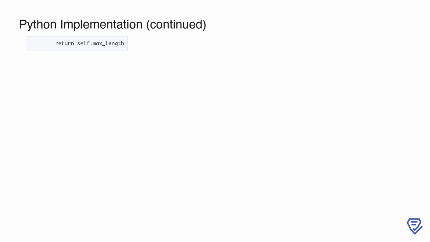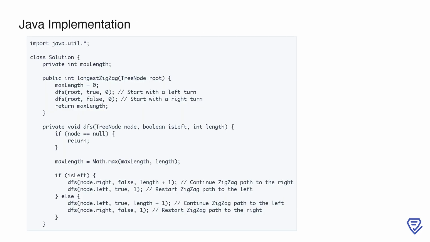Here, we begin the Java implementation for finding the longest zigzag path in a binary tree. The class starts with a private variable, maxLength, to keep track of the longest zigzag path found during the traversal. The main method, longestZigzag, takes the root of the binary tree as input. We initialize maxLength to 0, and then perform depth-first search twice, first starting with a left turn and then with a right turn. This ensures we explore all possible zigzag paths originating from the root.